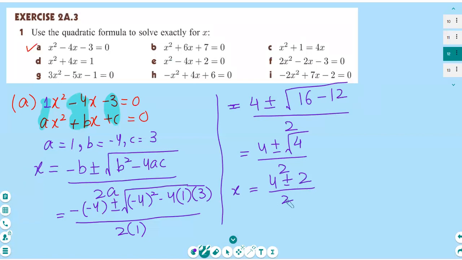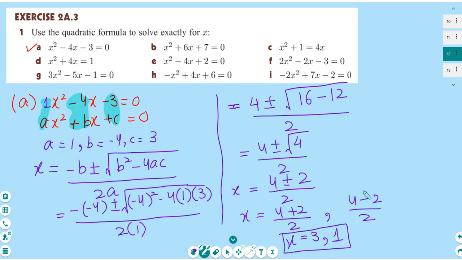So we can make two equations of x, one with a positive sign and the second with the negative sign. So we have x is equal to 4 plus 2 over 2, and the second value will be 4 minus 2 over 2. And we can simplify this. 4 plus 2 is 6. 6 over 2 is 3. So the first value of x will be 3. And what about this? 4 minus 2 is 2. 2 over 2 is 1. So these are the roots of the quadratic equation, 3 and 1, right?